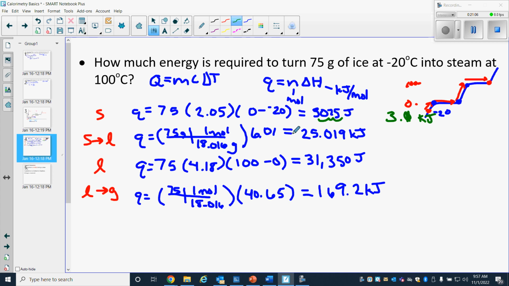The next one, solid to liquid, is already in kilojoules, but we have to take into account sig figs. 75 had 2 sig figs. We tend to not use those constants. It's like 6.01, so we would base it off of the 75. So if we round this to 2 sig figs, it's 25 kilojoules.